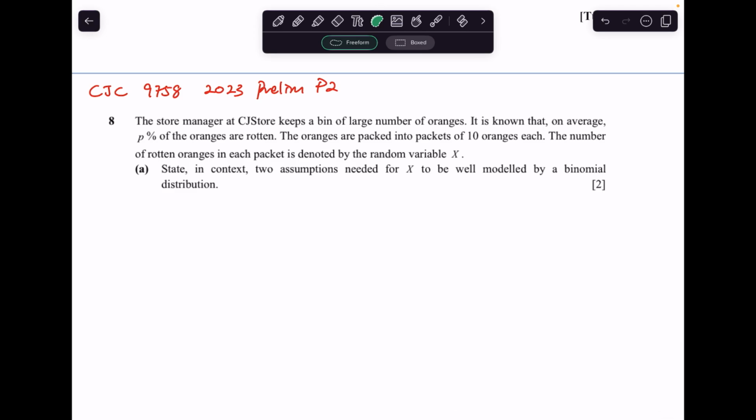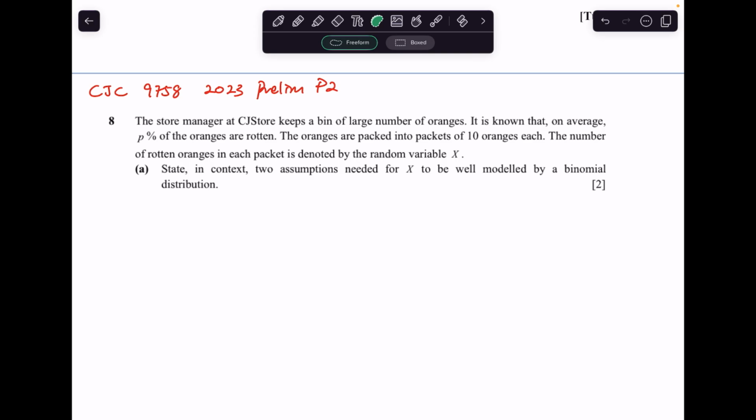Okay, so in this video, we are going to go through this question from CJC H2 Math, 2023 Prelim Paper 2. So question 8, we have this store that keeps a bin of large number of oranges. It is known that on average, P% of the oranges are rotten. The oranges are packed into packets of 10 oranges each, and the number of rotten oranges in each packet is denoted by the random variable X.